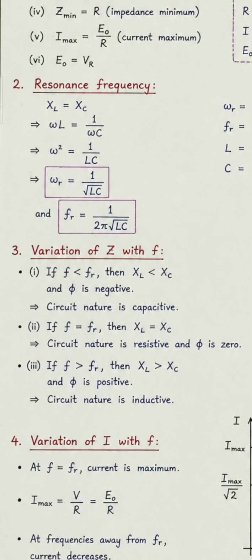And for resonance frequency, XL = XC. If we substitute, we will get ω = 1/√(LC), and also frequency f = 1/(2π√(LC)), since ω = 2πf, so we can shift 2π to the denominator.